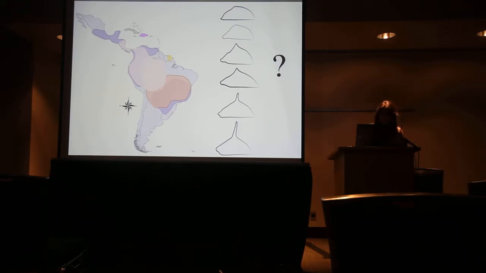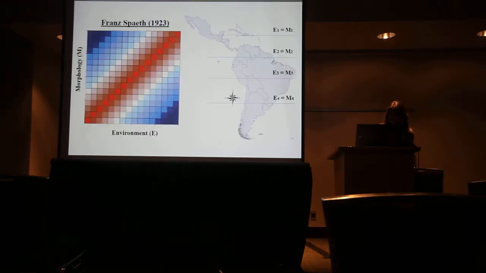So the question is, and many researchers have brought this up, what actually leads to that? In 1923, Franz Spaeth, a huge researcher in this family, suggested that there was an actual correlation between the environment and morphology, where in different pockets of the neotropics you would have the presence or absence of the spine. And the spine would enable the invasion of cooler areas of the tropics.